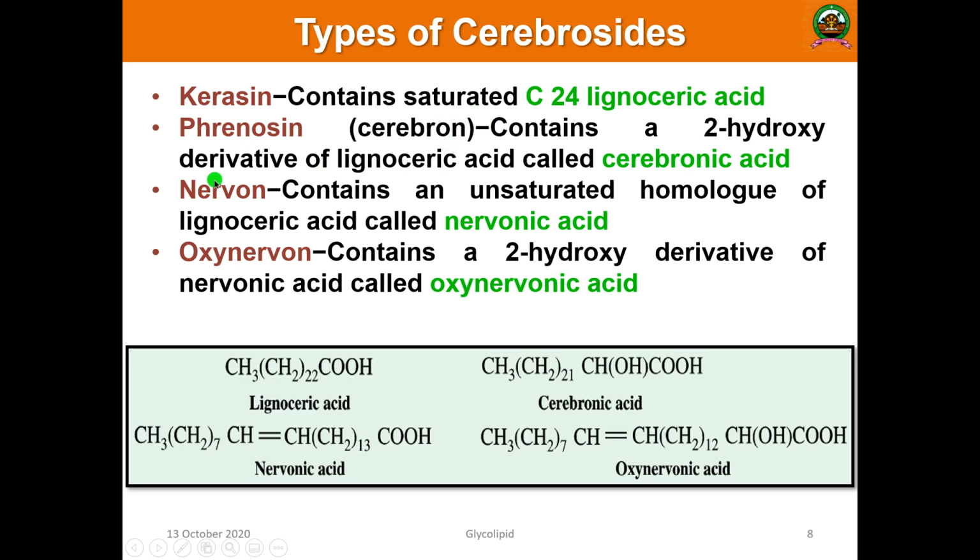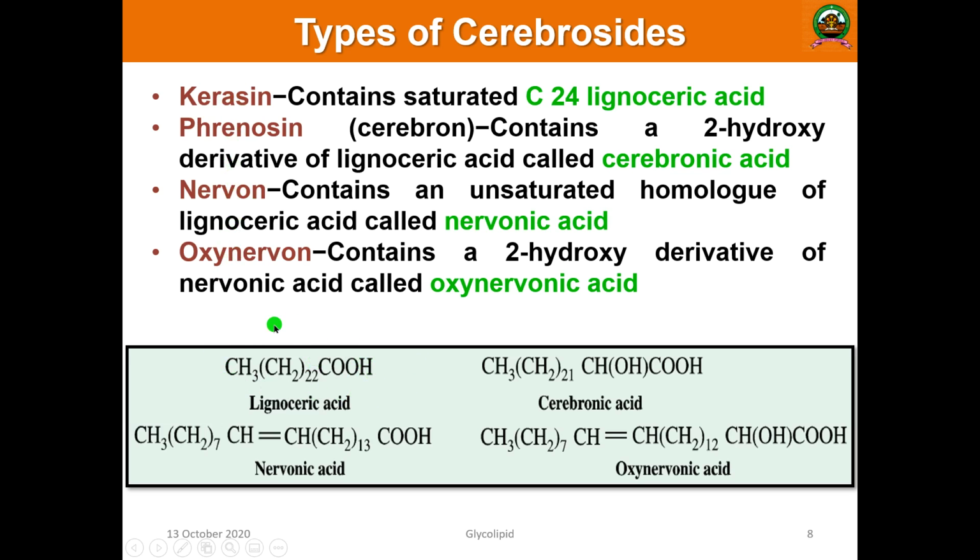Then in the case of nervon, it contains an unsaturated homologue of lignoceric acid called nervonic acid. Thus it is known as nervon. The next one is oxynervon, which consists of a 2-hydroxy derivative of nervonic acid, called oxynervonic acid. So these are the major different types of cerebrosides, mainly 4 types.